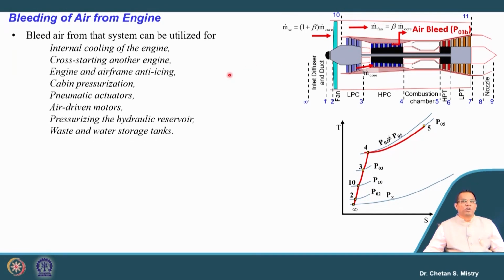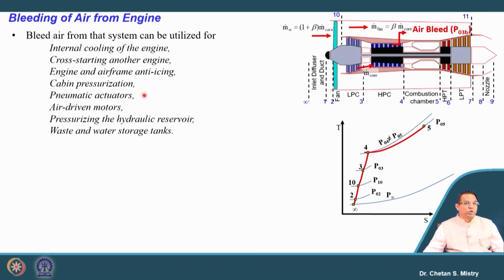They are also used for cross starting of the engine. Suppose we are fitted with 2 engines or 4 engines, then in order to start an engine we can use that. In the same way we can use it for engine or airframe anti-icing. When we are flying at a particular altitude, there may be chances that icing will happen, so in order to avoid that, we use this compressed air for anti-icing. It is also used for cabin pressurization. When we are flying at higher altitude, we may feel some kind of uneasiness because of very low pressure. We will face problems in breathing, and that is the reason pressurization is required.